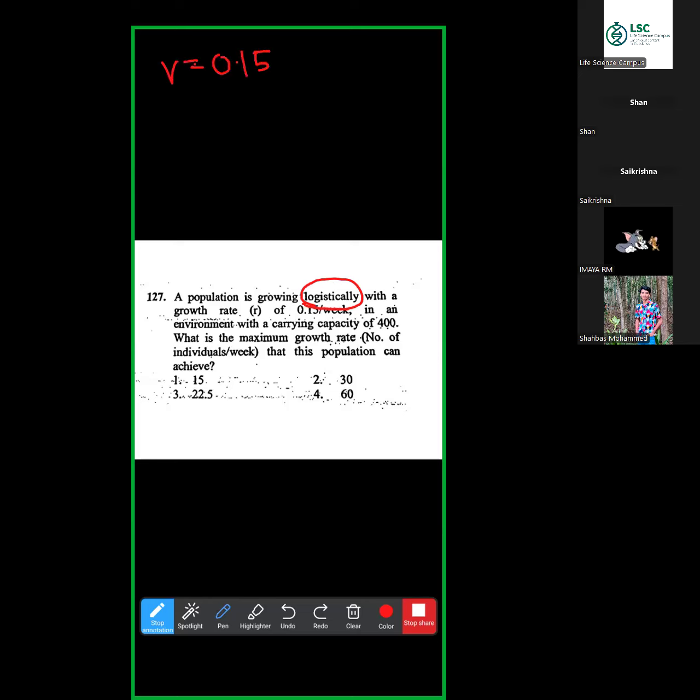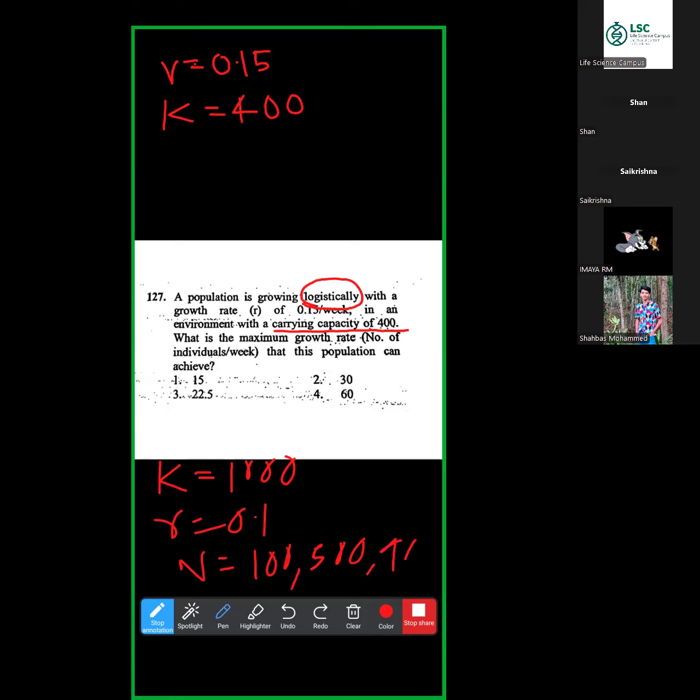In an environment with a carrying capacity of 400. So carrying capacity is also given. K value is 400. What is the maximum growth rate that this population can achieve? So do you remember the previous example? We have already done an example. K value is 1000, R value 0.1, and N values as 100, 500 and 900. Do you remember this example?